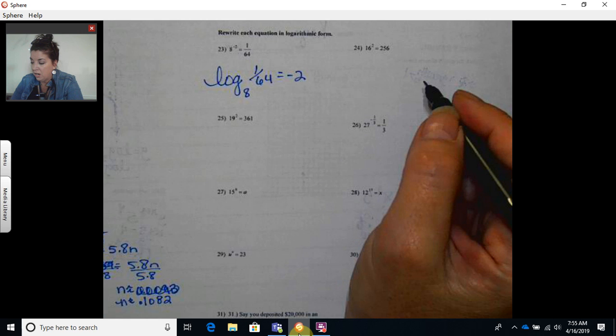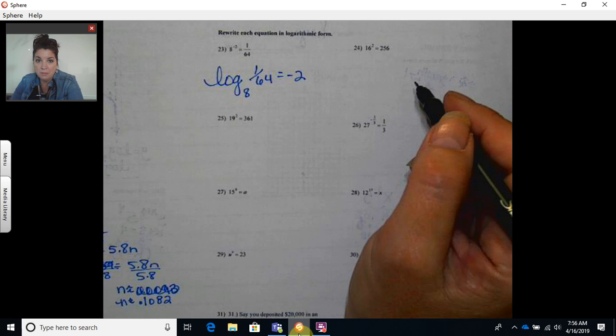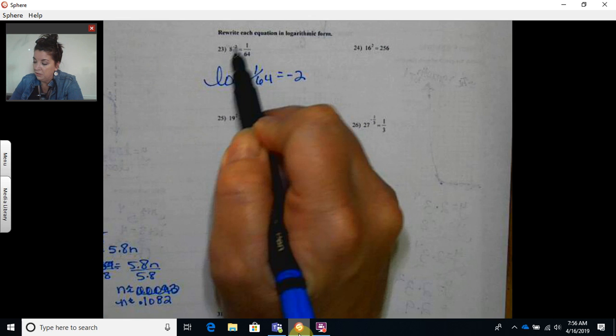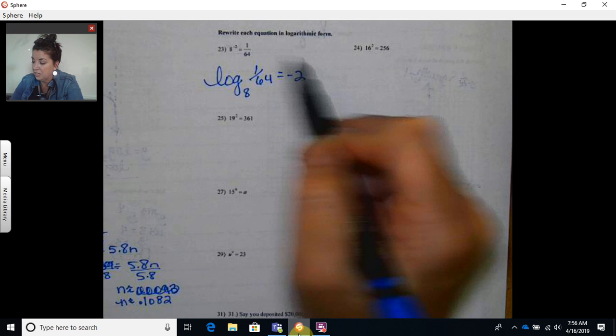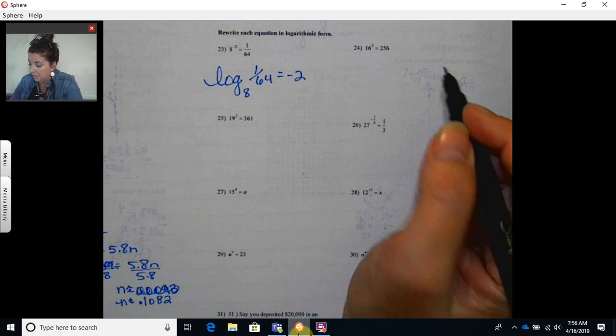All right, that's all you're doing. There's no solving. There's no variables to solve for anyway. In that one, you're just rewriting it in logarithmic form. That's all you have to do. So just remember, whatever it is that has the exponent, that's what your base is. That number that's on the other side by itself, that's what you're taking the logarithm of. The exponent goes on the other side. Everybody cool with that? Okay.